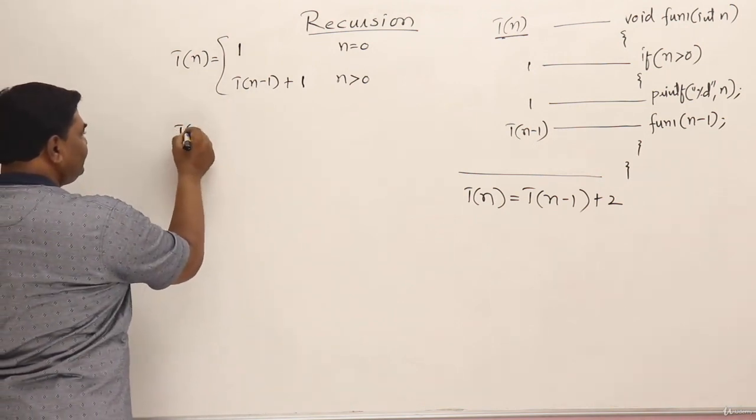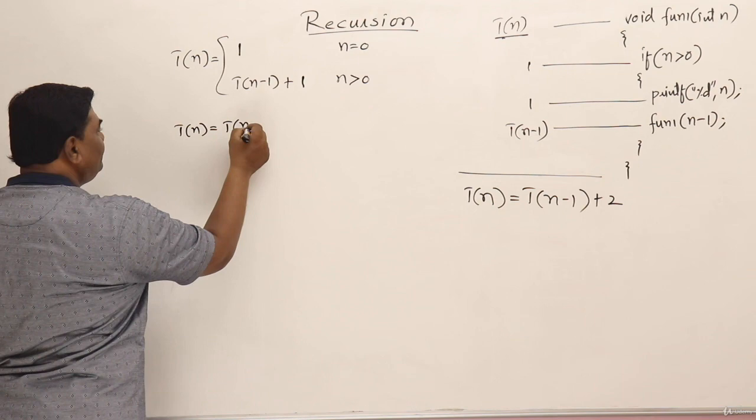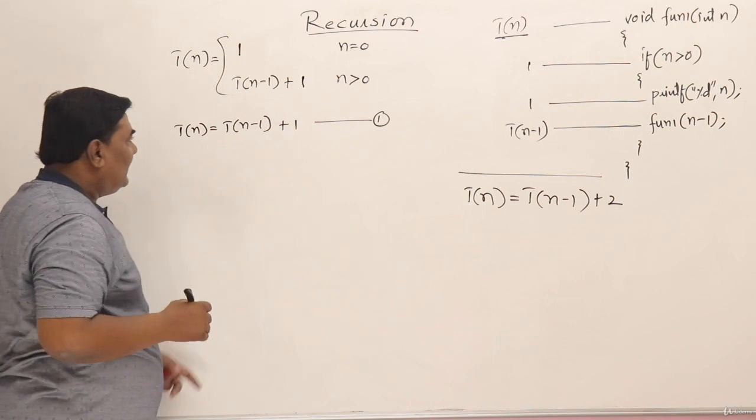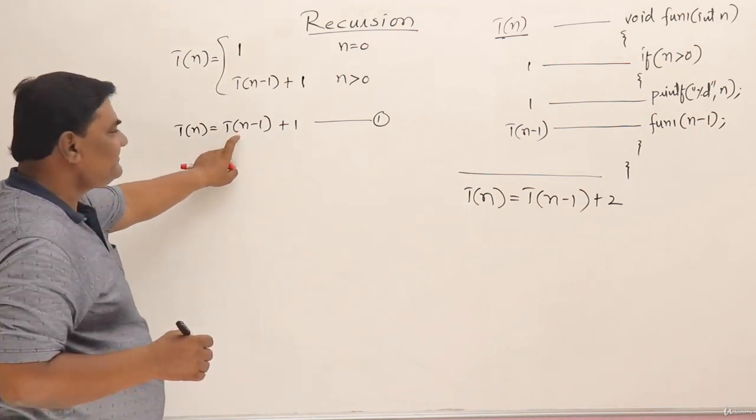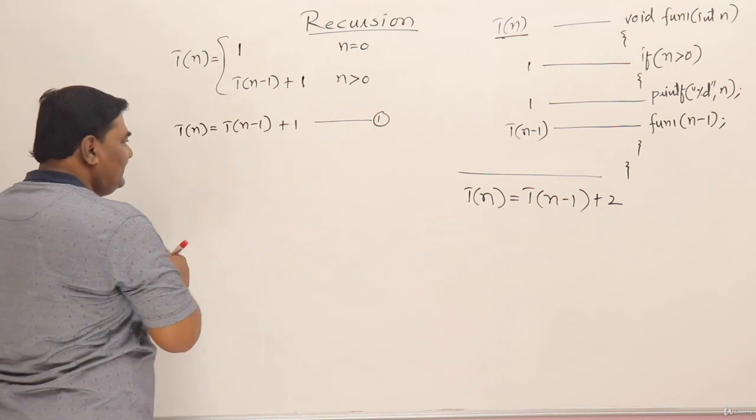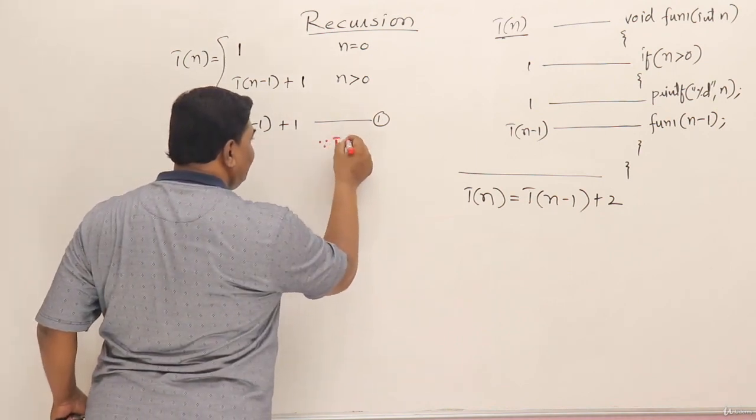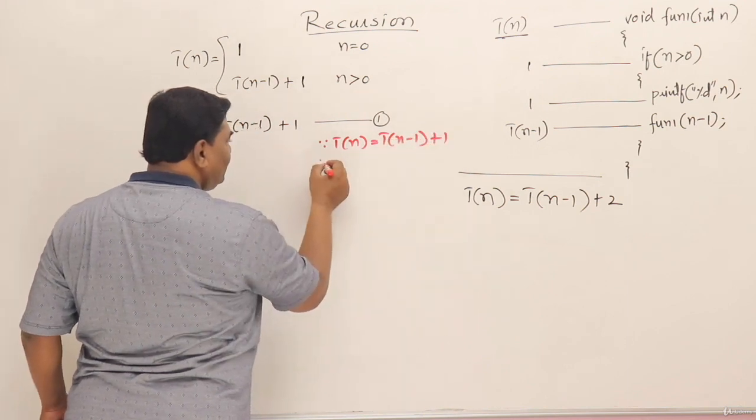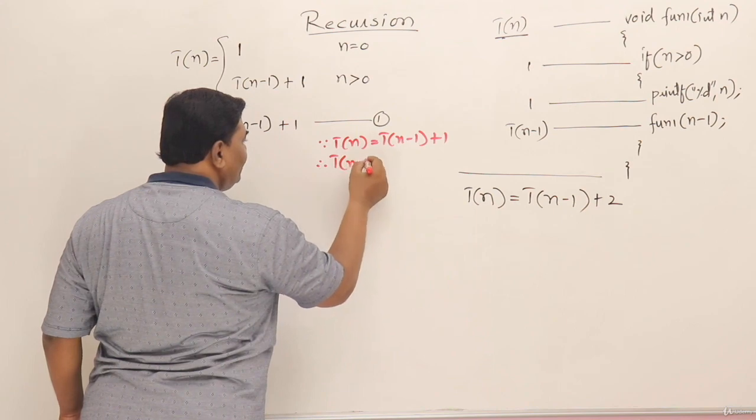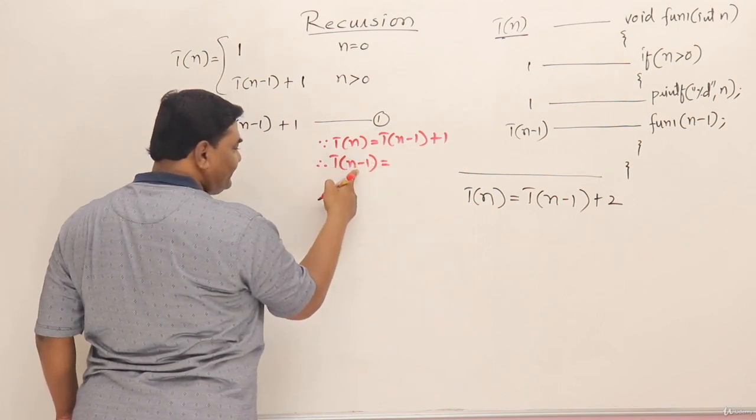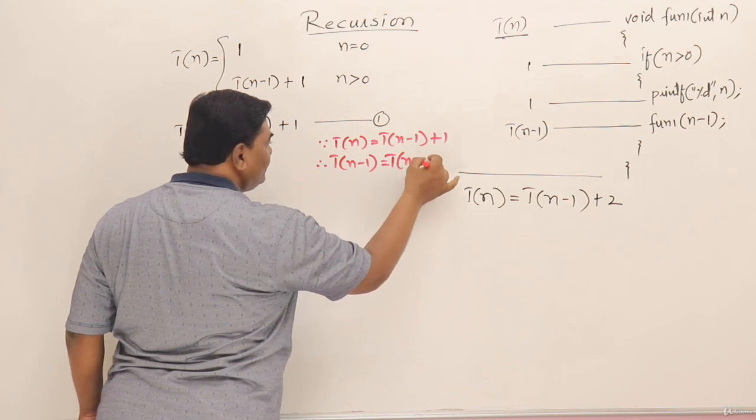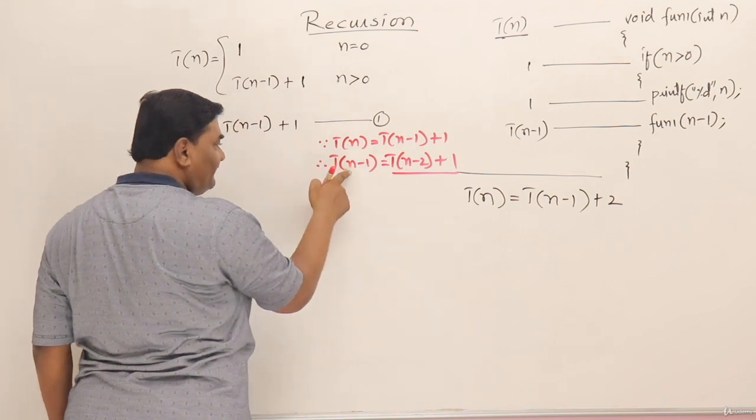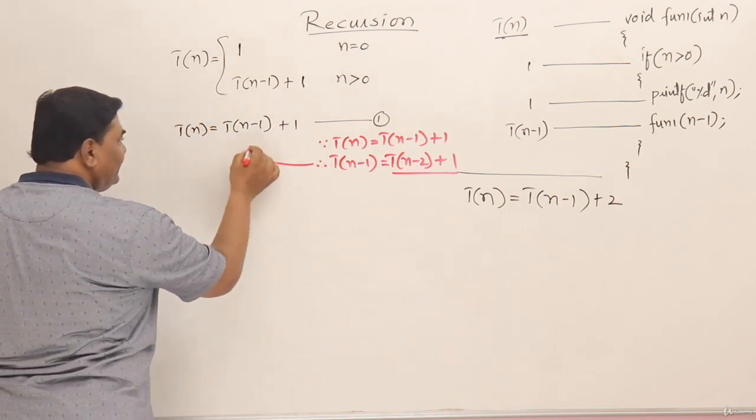So the recurrence relation is T(n) = T(n-1) + 1. This is the first equation we have. I can solve this if I know what T(n-1) is. Since T(n) is equal to T(n-1) + 1, what will be T(n-1)? If this is n, replace it with n-1, so this will be T(n-2) + 1. So I can substitute this, T(n-2) + 1, in place of T(n-1). So this I can replace here.